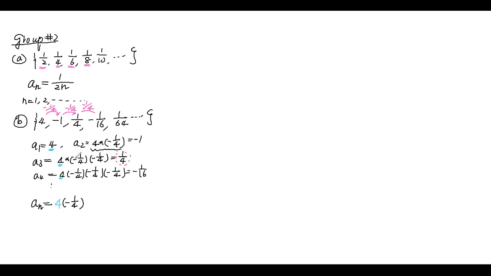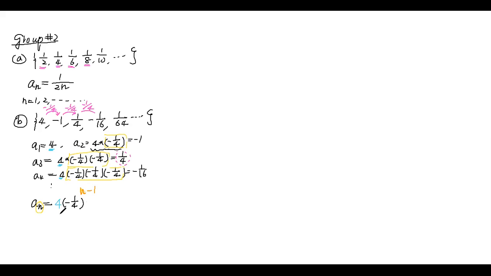So when the A3, how many 1/4 am I multiplying? I multiply 2 negative 1/4. A4, how many am I multiplying here? It's 3, like A2 is 1 time. So I know for the A_n, what will my exponent be? It will be n minus 1, right? So we'll have n minus 1 here.